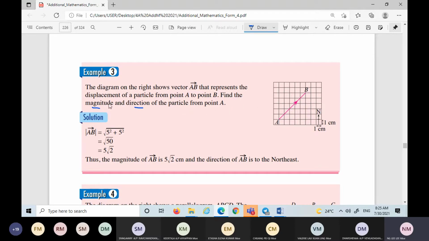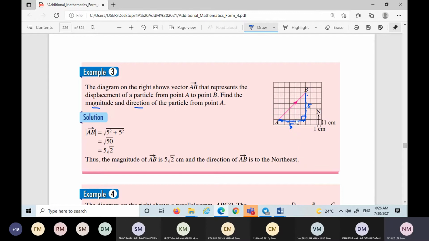First of all, you can find the magnitude. Magnitude means the length. If you want to find the length, you just have to get this and get this, so that your vector will be the hypotenuse of a right-angled triangle. This one we call the horizontal distance and the vertical distance. Horizontal distance: 1, 2, 3, 4, 5, 5 boxes, so it's 5 units. Vertical distance: 1, 2, 3, 4, 5, also 5 units.